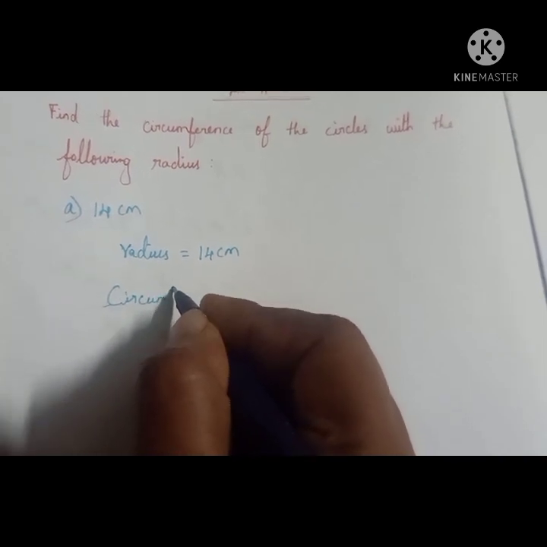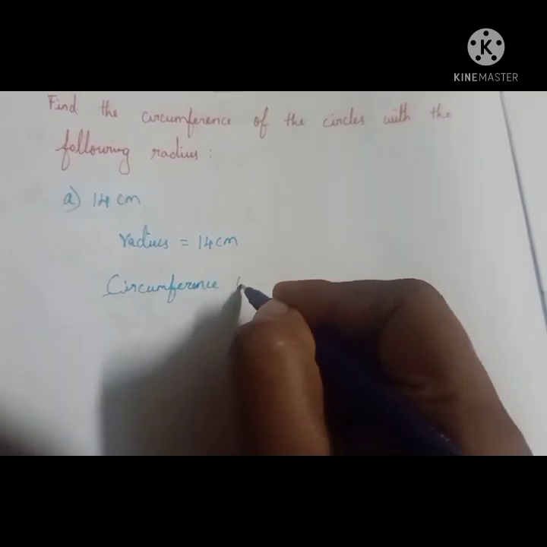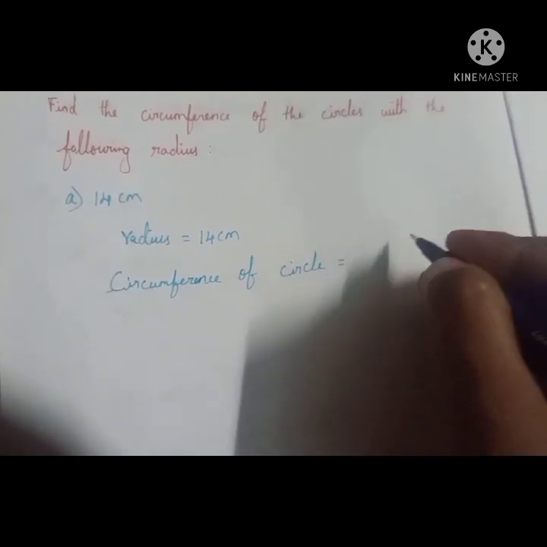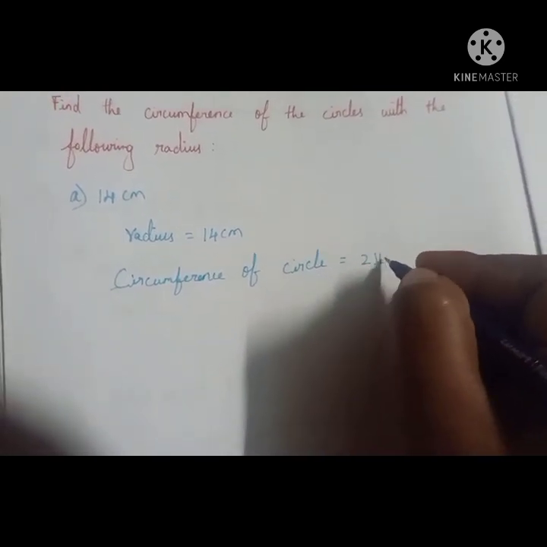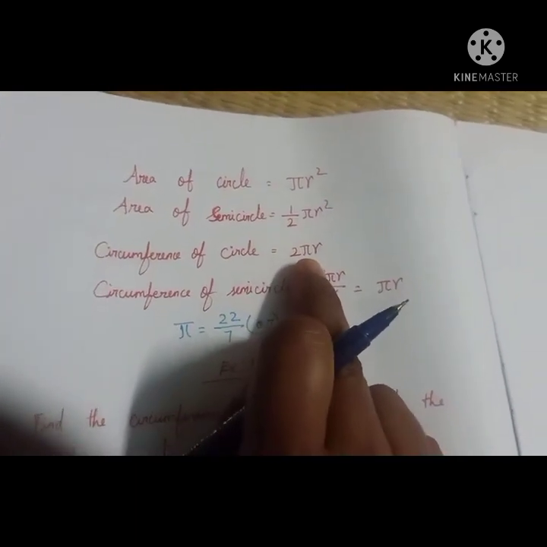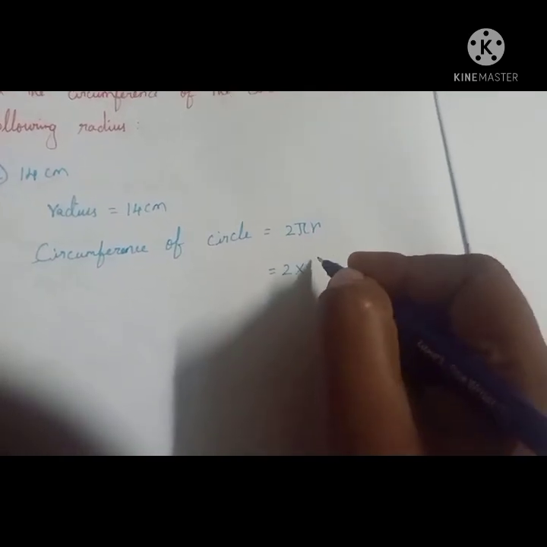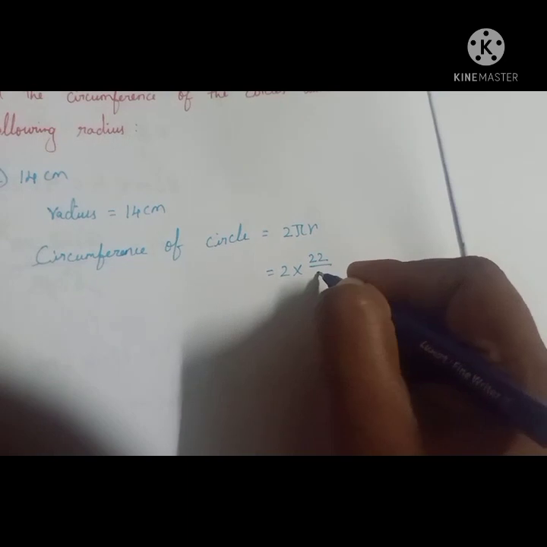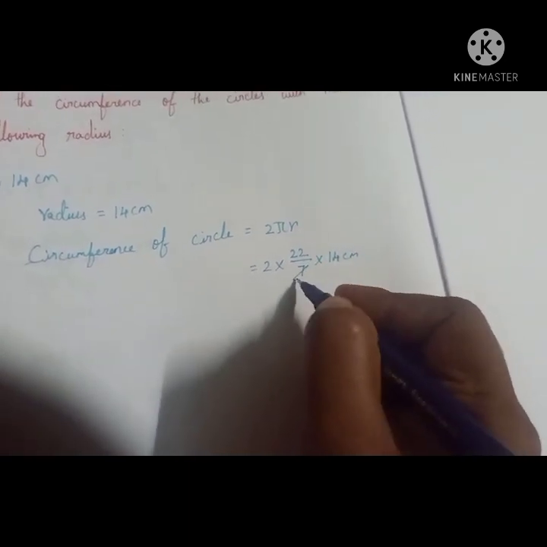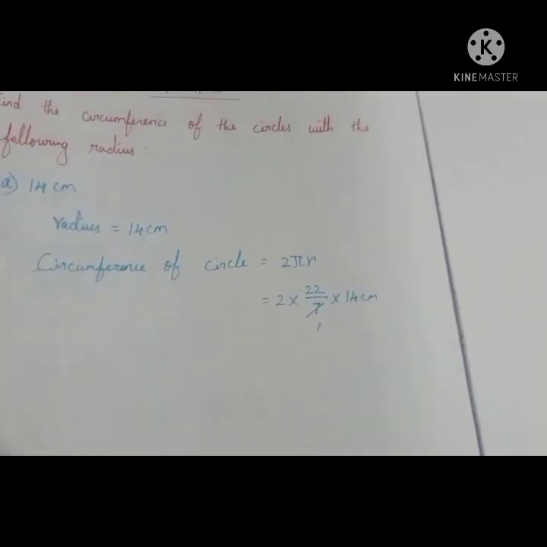Yes, circumference of circle equal to 2 pi r. We know to find the circumference of the circle, formula is 2 pi r. So 2 into, instead of pi, 22 by 7 into 14 centimeter, that is 7 ones are 7, instead of r 14 centimeter, radius is 14 centimeter, we know.